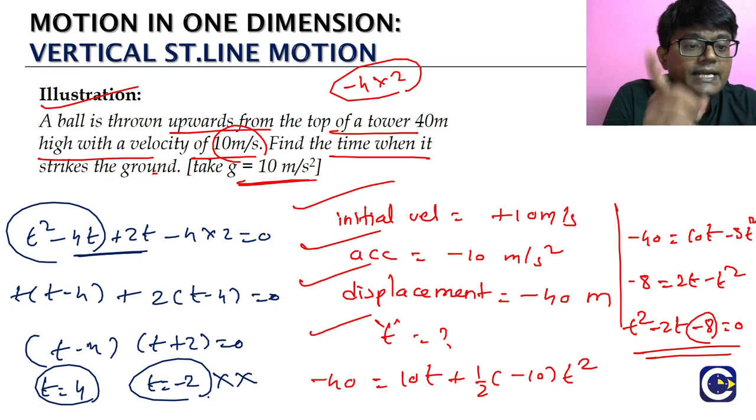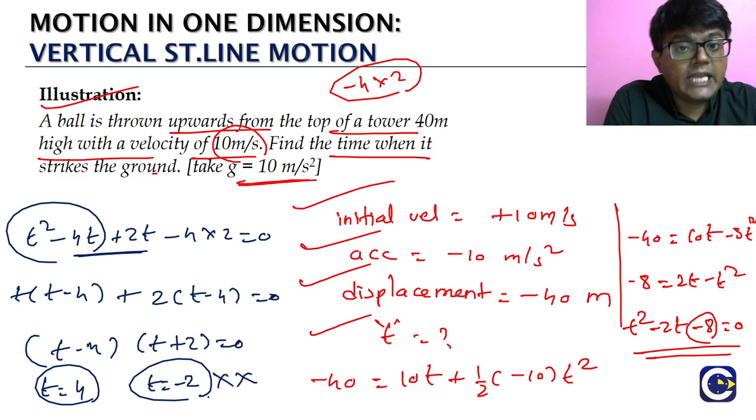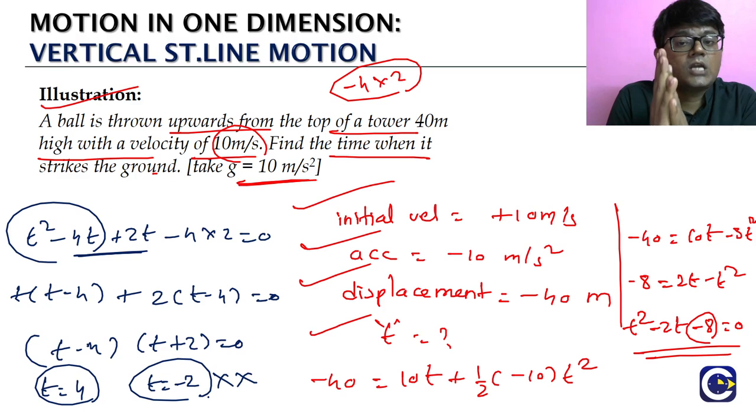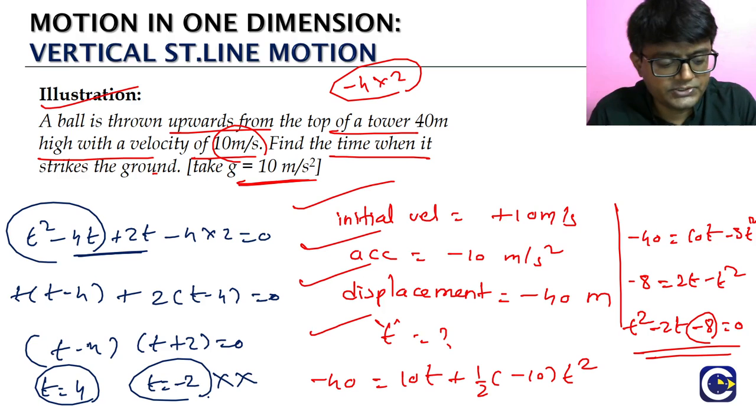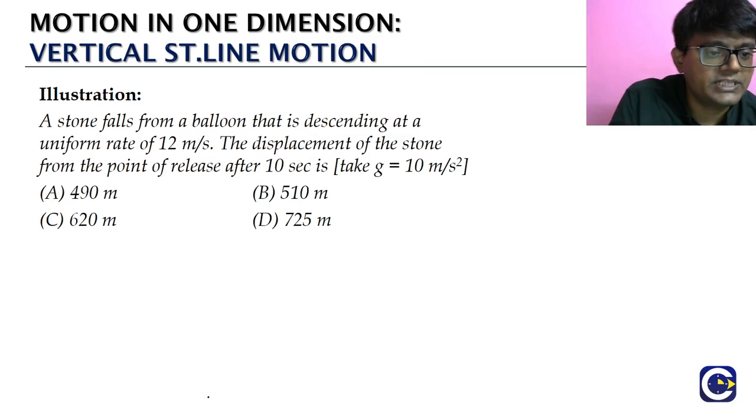Both the questions, the previous question and this question, are based on type 4. Type 4 is what? Standing on top of a tower, you throw the object upwards. Okay. Look at the next question.